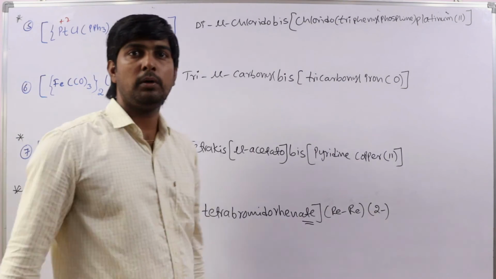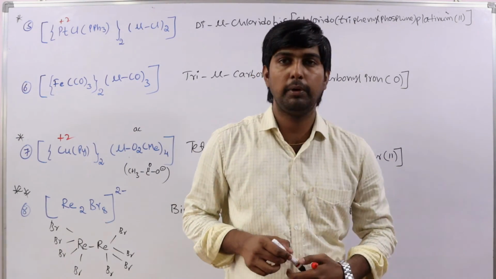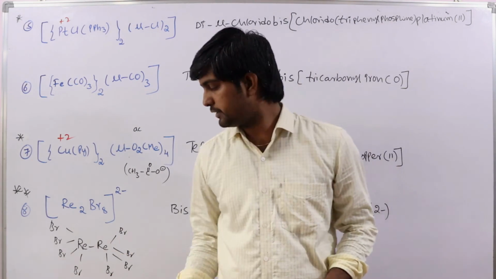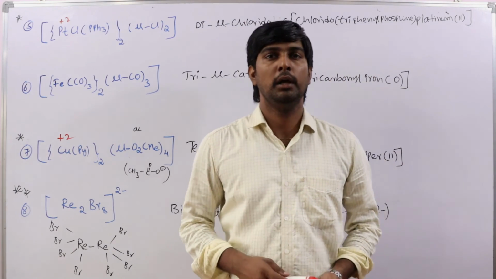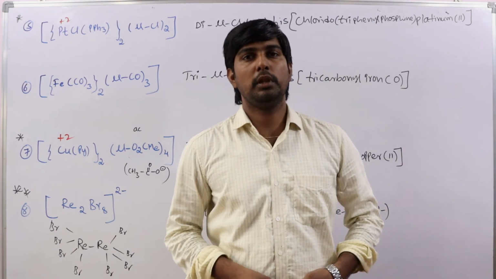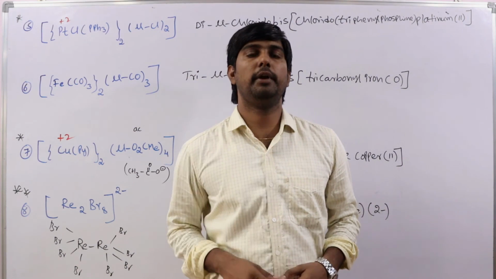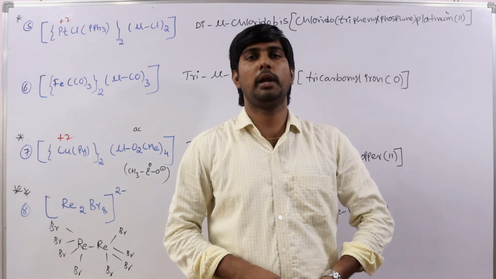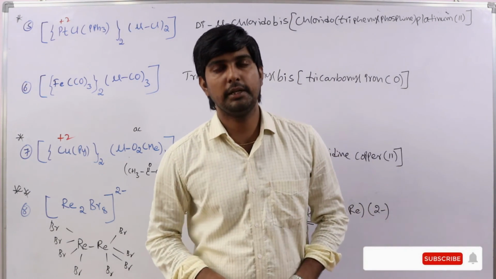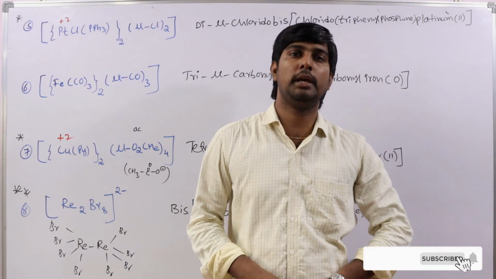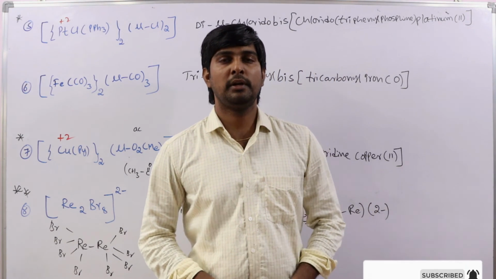So this is about the naming of bridged complexes, and this is a special case in which a metal bond is present. This is about the nomenclature. We have discussed different types of complexes and how to write names. In the upcoming lectures we will discuss VBT, CFT and isomerism. Thank you.